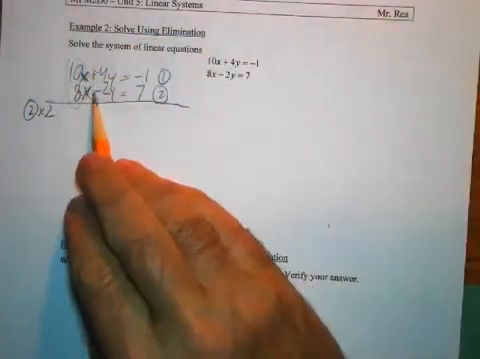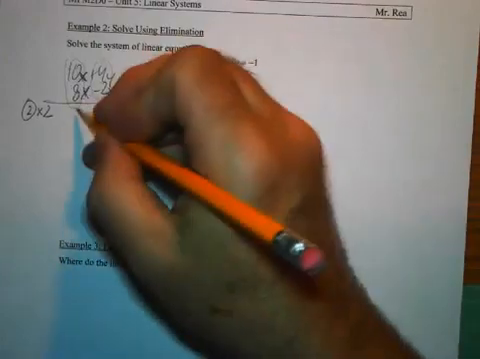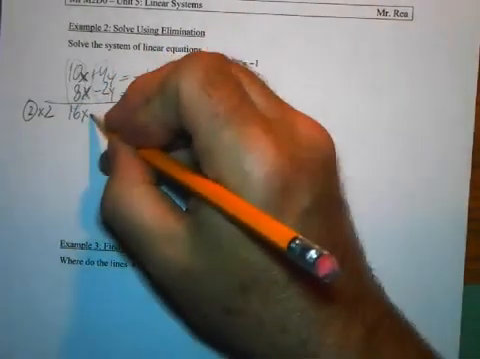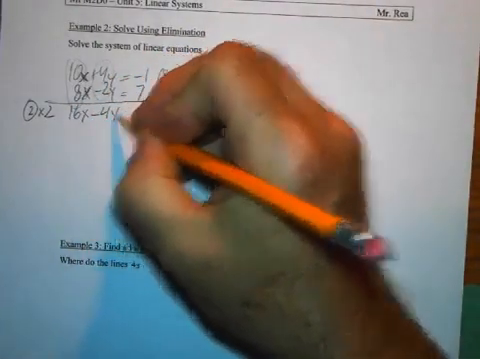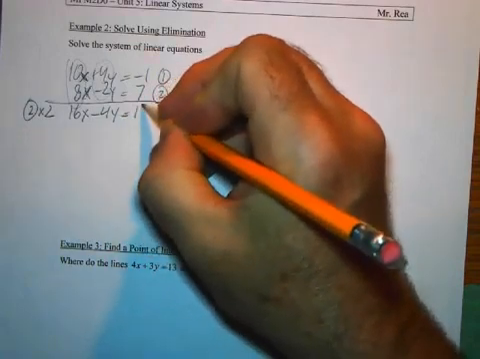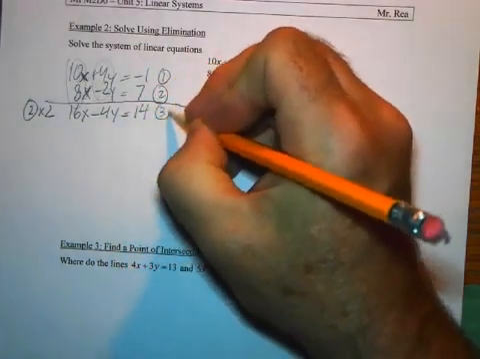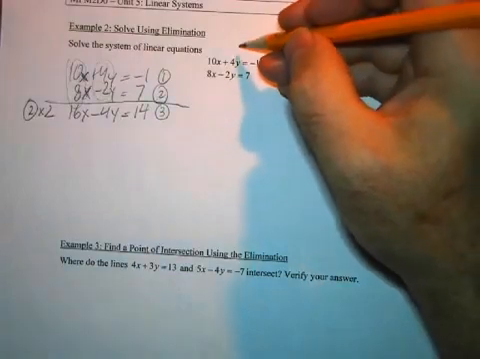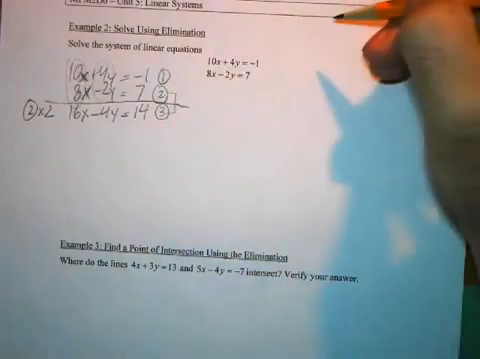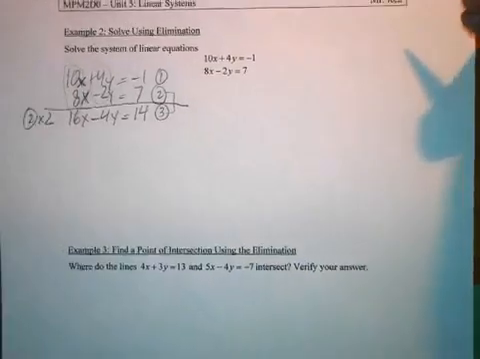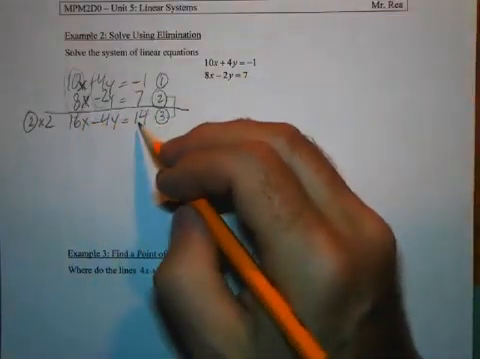So now I'm going to double all three of these numbers. I get 16x minus 4y equals 14. And that's a new equation 3, but it's really the same as equation 2. These are the same lines. Just the equations look different, okay?